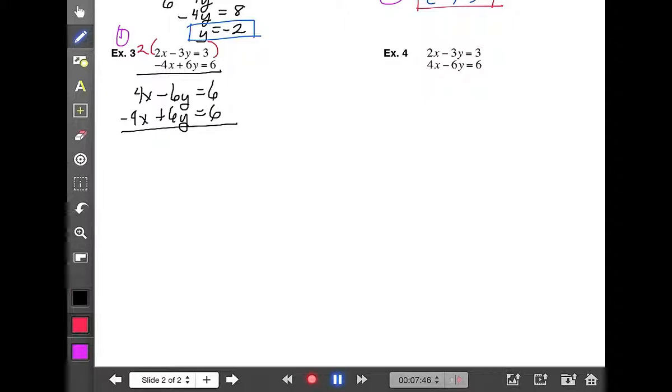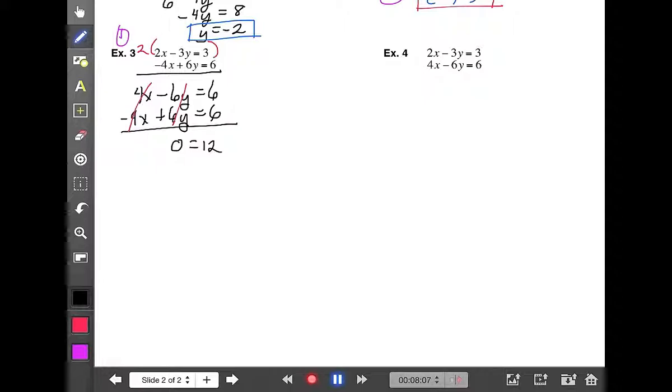What happens on the left? Both the x's and the y's cancel. You must tell me what is left over. The left side has a value of 0, doesn't it? What does the right side have a value of? 12. So you have to write that statement.